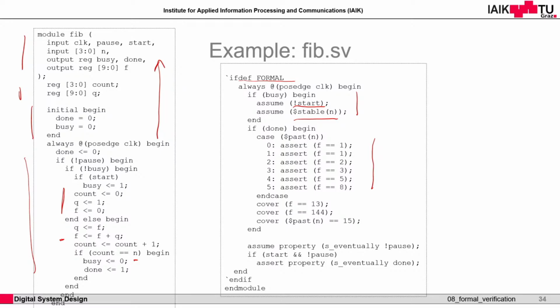So we assert that for f of case 0, the Fibonacci number is 1. When it's 1, the Fibonacci is again 1. When 2, it's 2. When 3, it's 3. When 4, it's 5, and so on. So this is the Fibonacci number sequence.